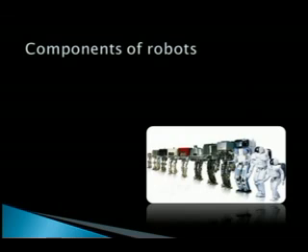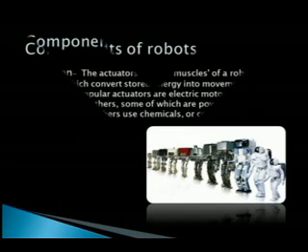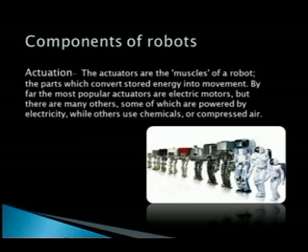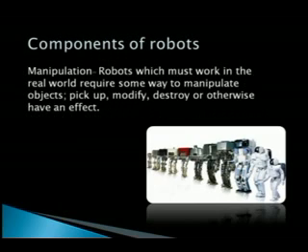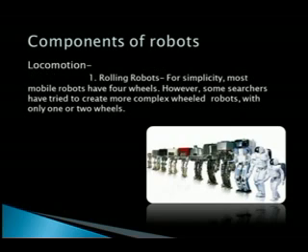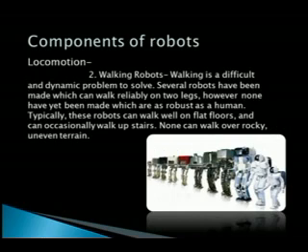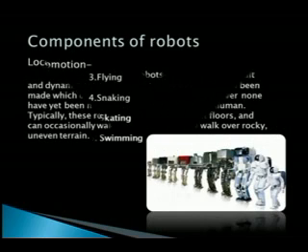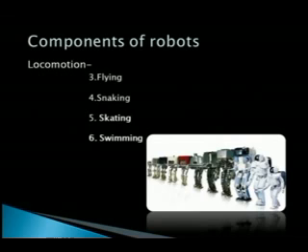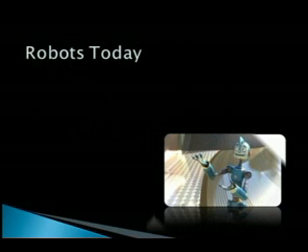Now we will see what the components of robots are: actuation, manipulation and locomotion. Under locomotion, there are rolling robots, walking robots, flying, slithering, skating and swimming robots. Then we will see robots today.